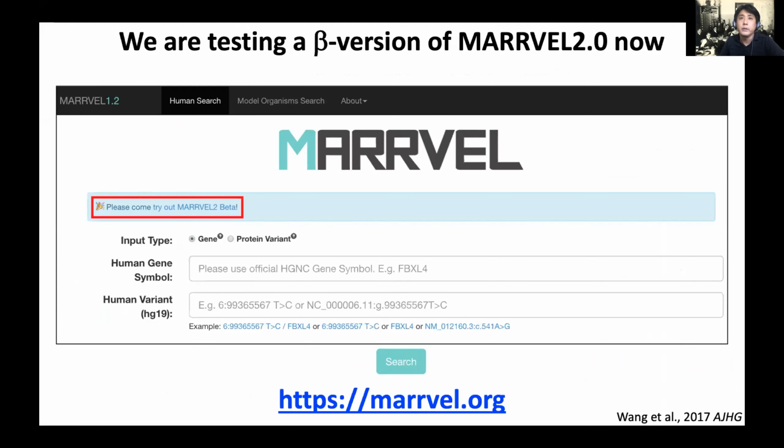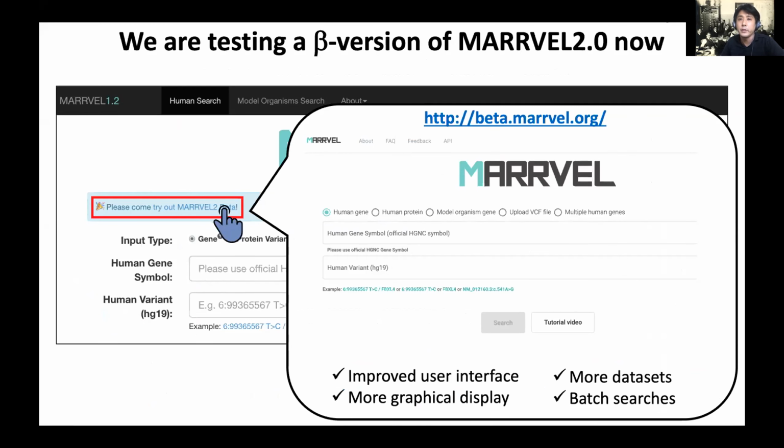We are continuing to develop Marvel by adding new data sets and improving how the data are displayed. If you go to the top page of the marvel.org website, you'll see a hyperlink that says, please come try out our Marvel 2 beta. This link would take you to our beta version of the Marvel 2.0 website that has improved user interface, more graphic display, more data sets, and some new features, including batch searches. We appreciate any feedback on this from a user perspective from the field.